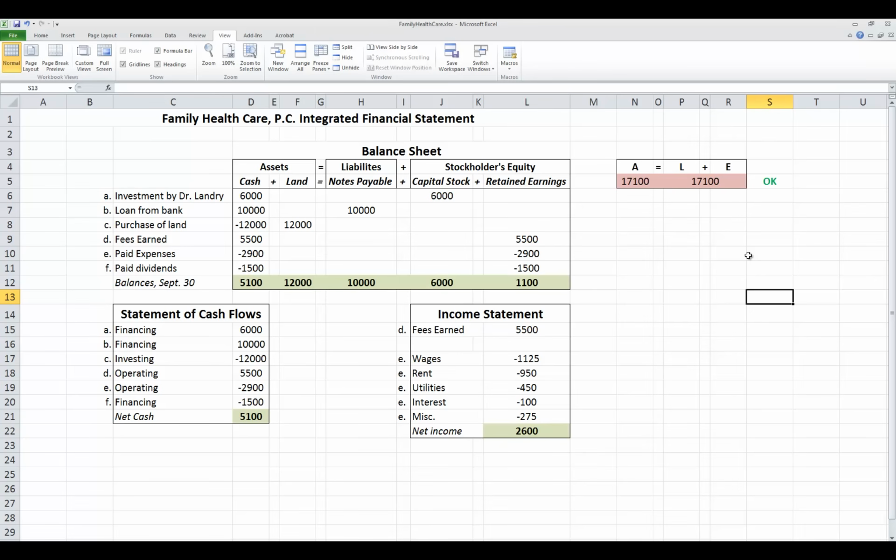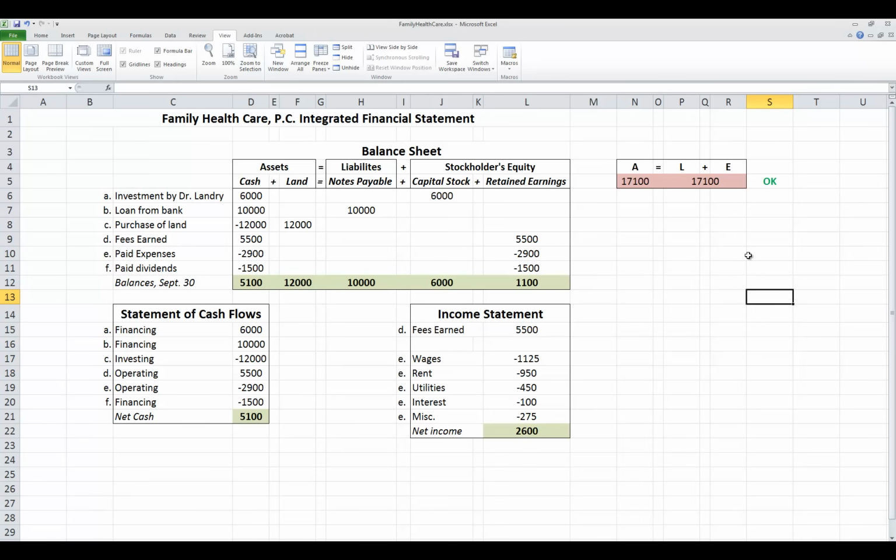Well, he still has the $10,000 loan that he owes the bank. That's a liability. He still has his $6,000 he invested in the business. That hasn't gone anywhere. And then at the end, he still has $1,100 in retained earnings. So he earned fees from doing his practice, and he paid some expenses, and he paid himself a dividend, and at the end, he still has $1,100 in retained earnings. So the right-hand side of the equation is $17,100.